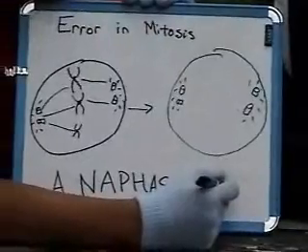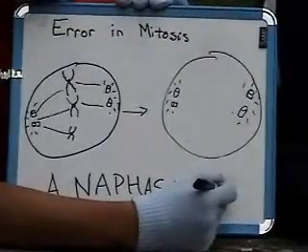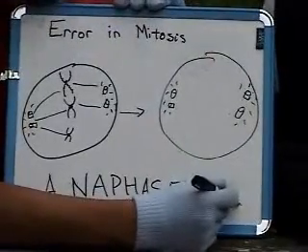This results eventually in one of the daughter cells not having as many chromosomes as the other.